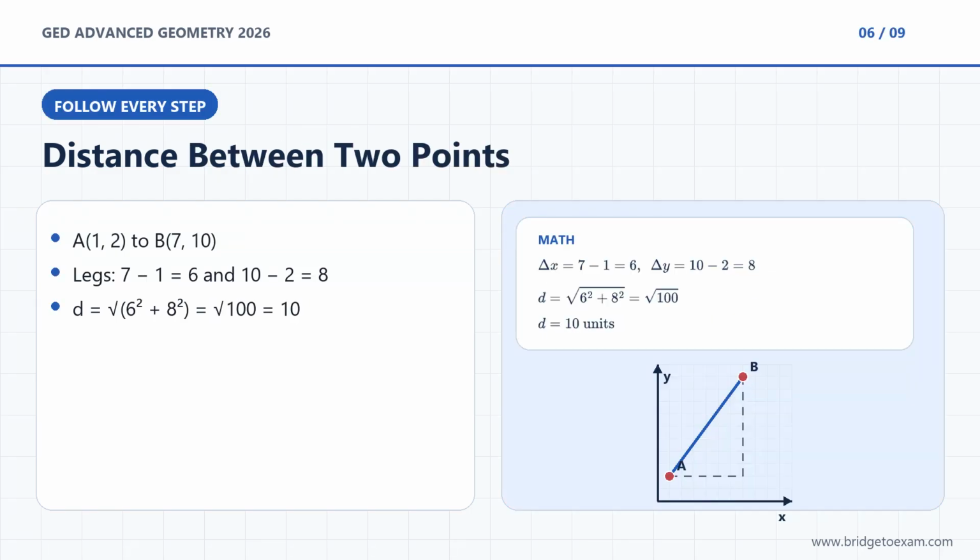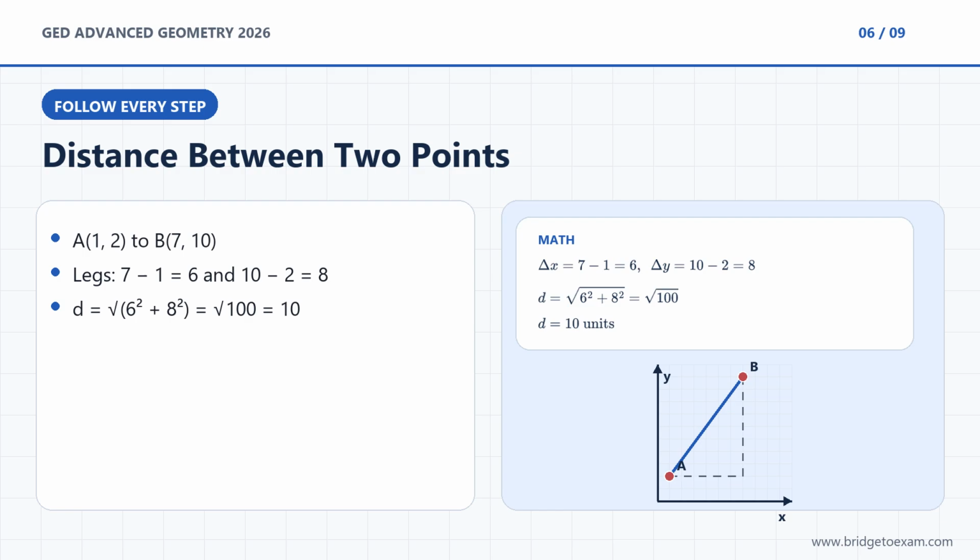Let's work a full example, slowly, using the points A at 1, 2 and B at 7, 10. Step 1. Find the horizontal change. 7 minus 1 is 6. Step 2. The vertical change. 10 minus 2 is 8. Those are the two legs of our right triangle.